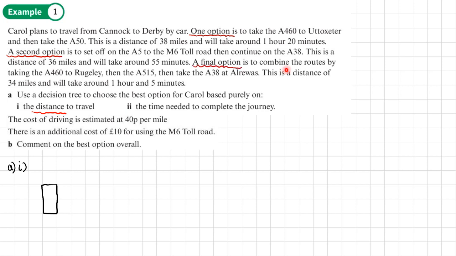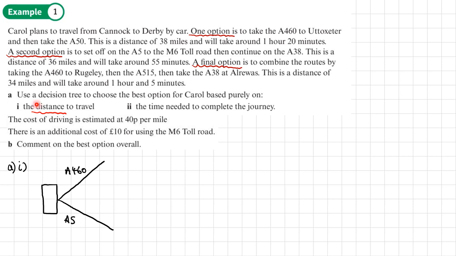But two of the options start on the same road, the A460, that's option 1, and option 3, the third one, both start with the A460. So I don't need three separate lines. I can basically start off one option up here, options 1 and 3, which start with the A460. I meant 460. And then the second option I'll draw with another line down here, and that's the second route that starts off on the A5 over here.